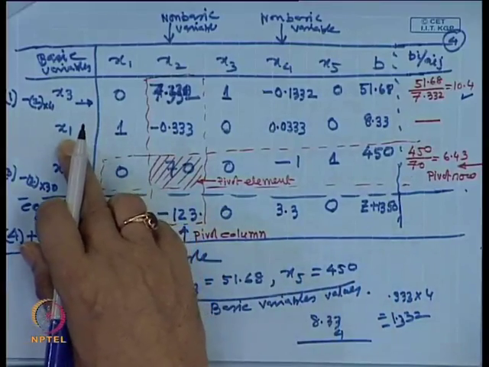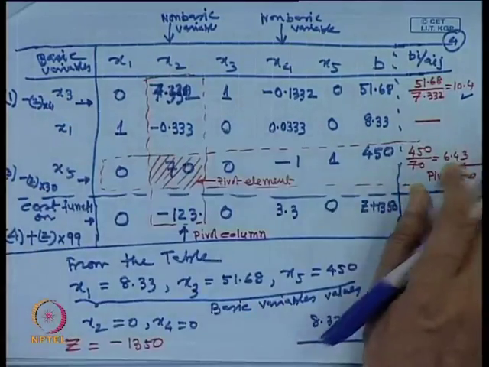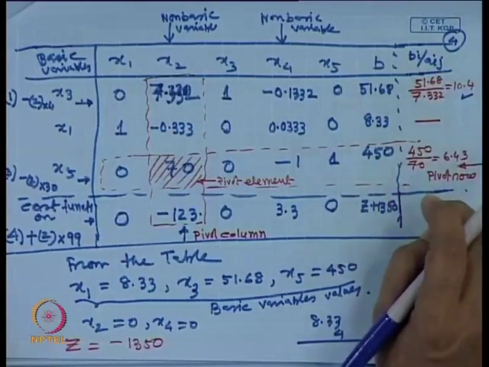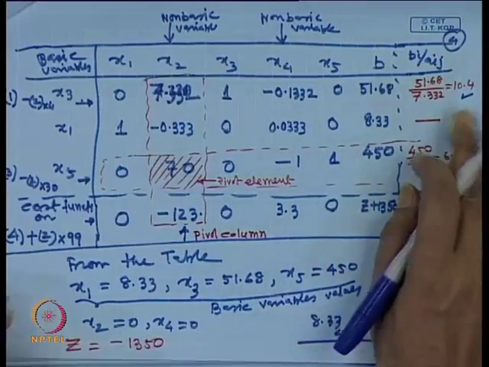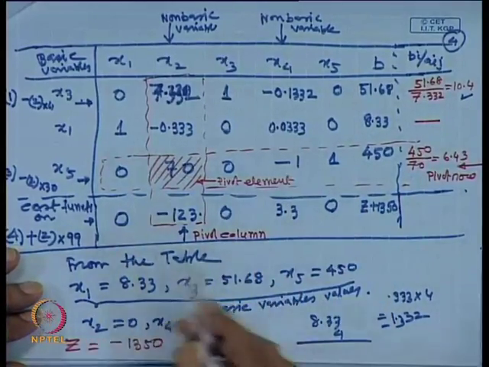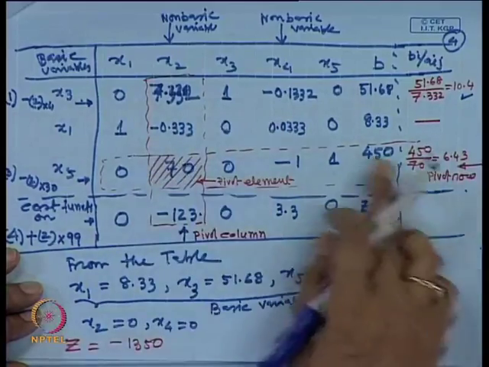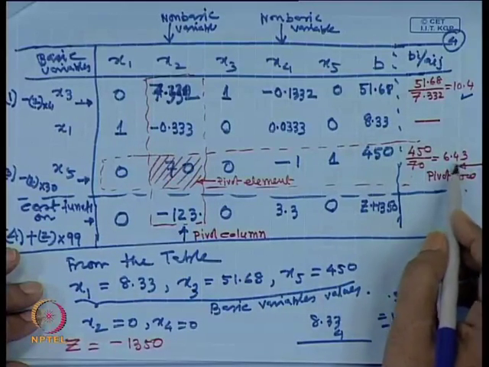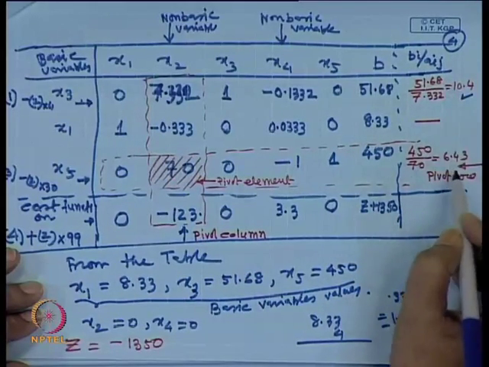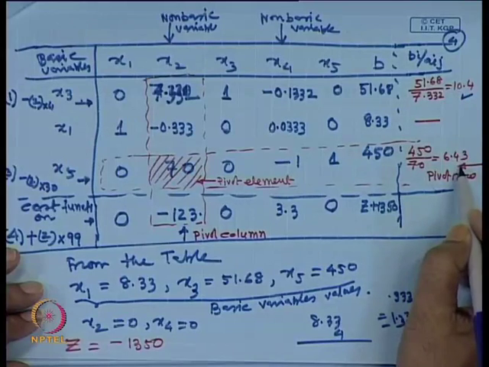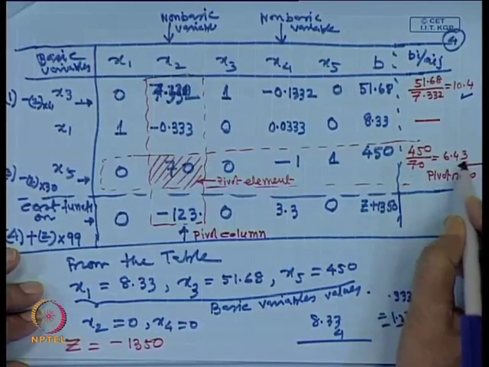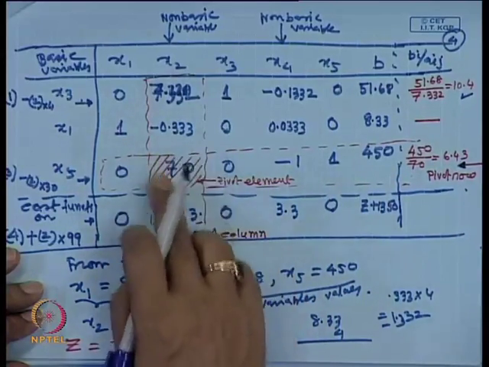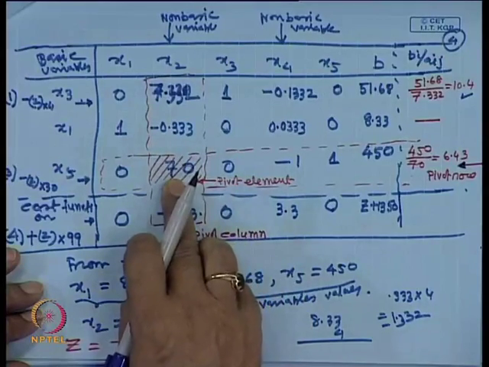If you consider x1 as the leaving basic variable, it will not work. So, a minus sign will not be considered in order to select the pivot row. So, this is the pivot row we got. Out of these two ratios, the minimum ratio is that one, 6.33, and that will be treated as the pivot row. So, the pivot row and pivot column decide the pivot element. So, 70 is the pivot element.